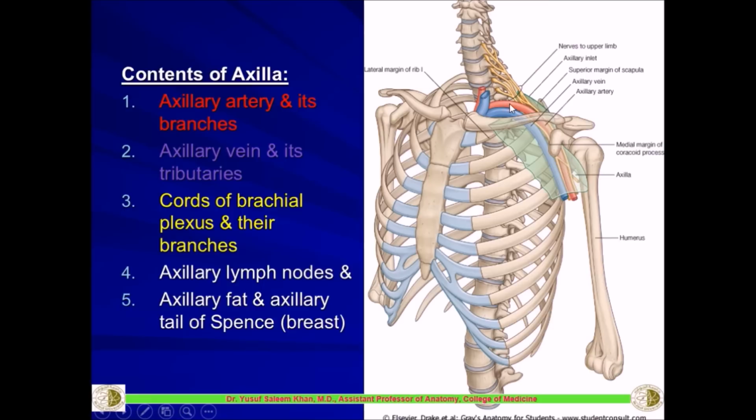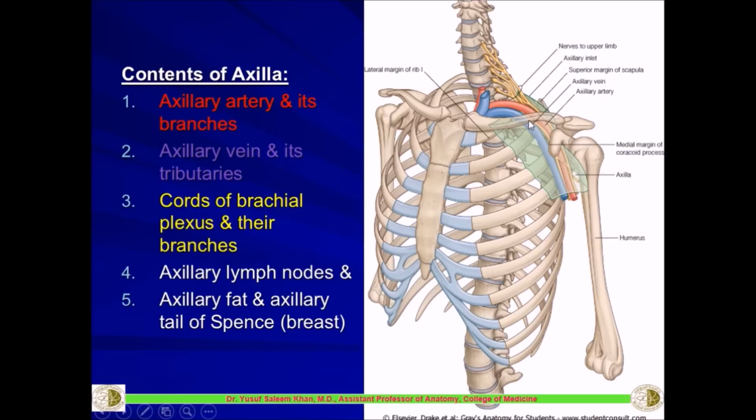So this is the subclavian artery, which continues as the axillary artery when it enters into the axilla. That's what is called the axillary artery, and this is one of the most important arteries supplying the upper limb. That's why this artery is very important. So the most important content here is the axillary artery and its branches, which will be supplying the whole of the upper limb. Along with that, there is the axillary vein, which is the main vein which will be draining the whole of the upper limb.